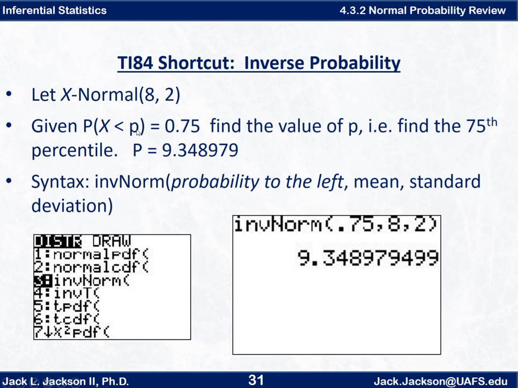So it's a left probability, a cumulative probability to the left. And the way this works on the calculator is inverse norm: give it the probability to the left, then the mean and standard deviation.